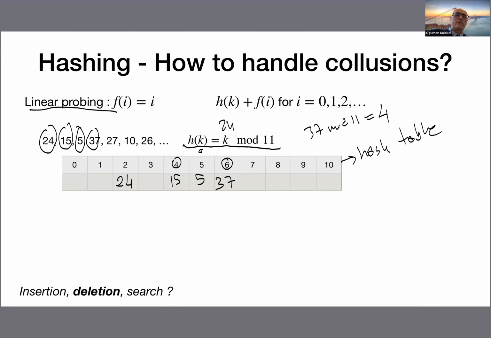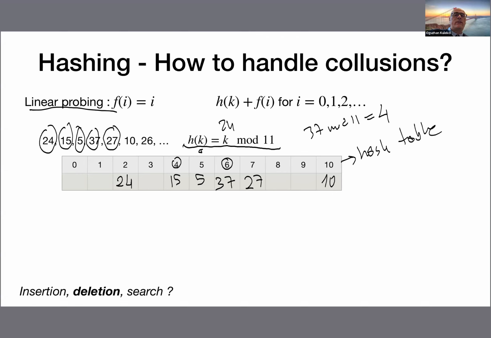Anyway, you continue with 27. 27 mod 11 is equal to 5. 5 is occupied. Check the next position, 6. 6 is occupied. 7. 7 is not occupied, so I can write it here. Then 10. 10 is easy. There is no one here, so I write it there.